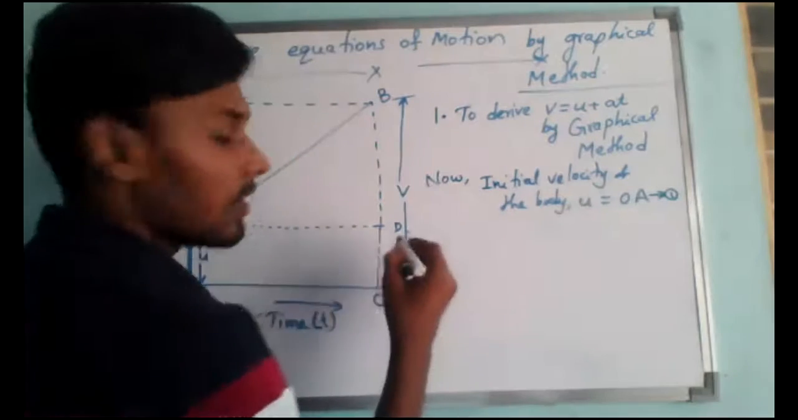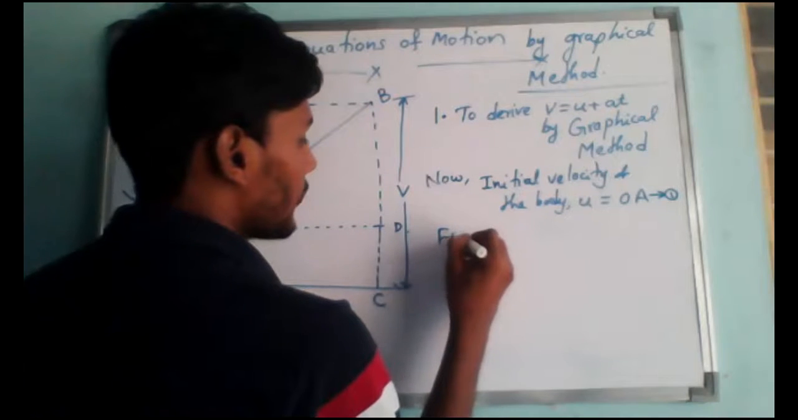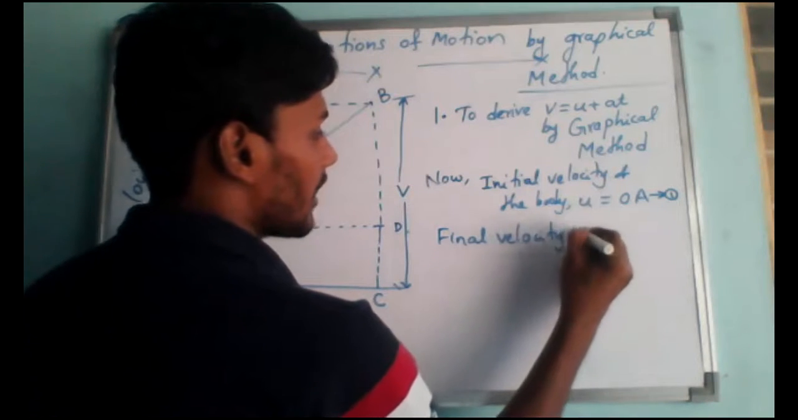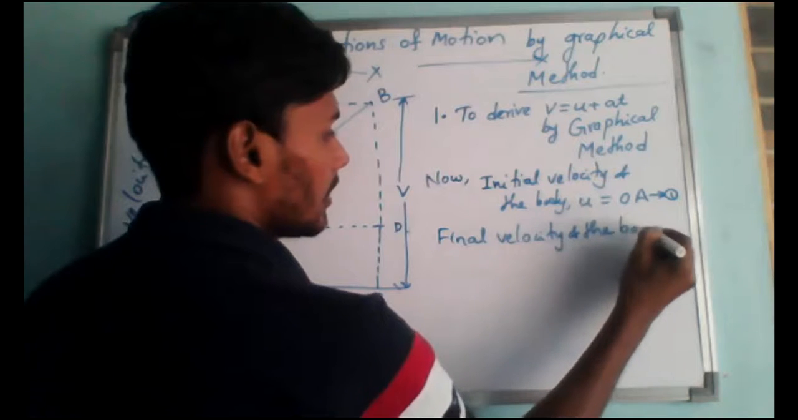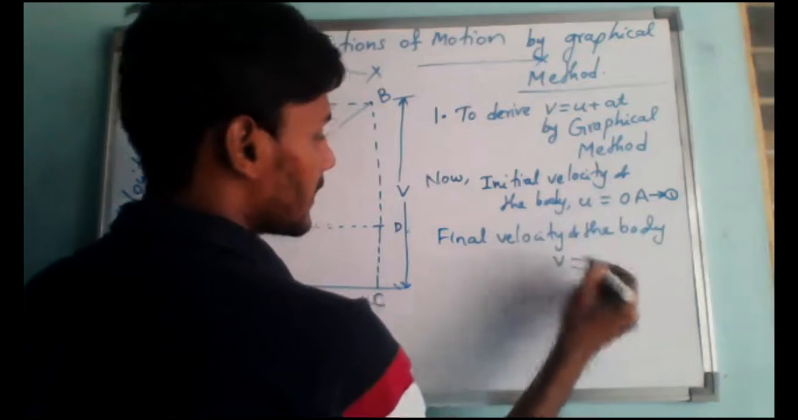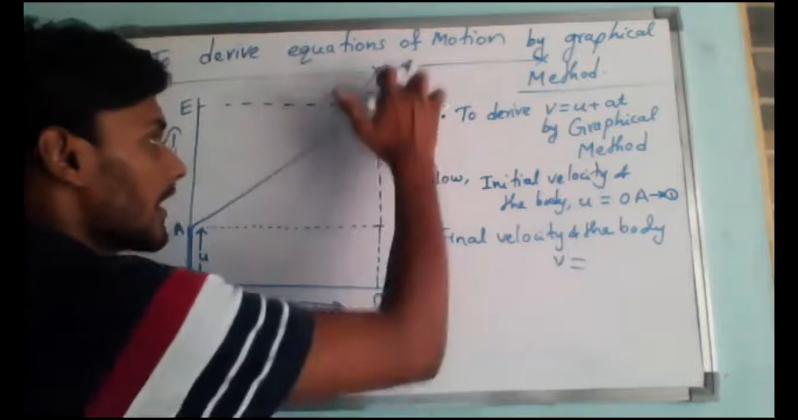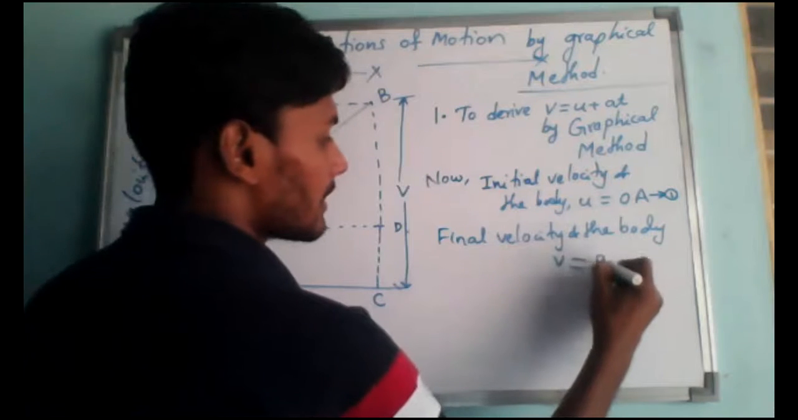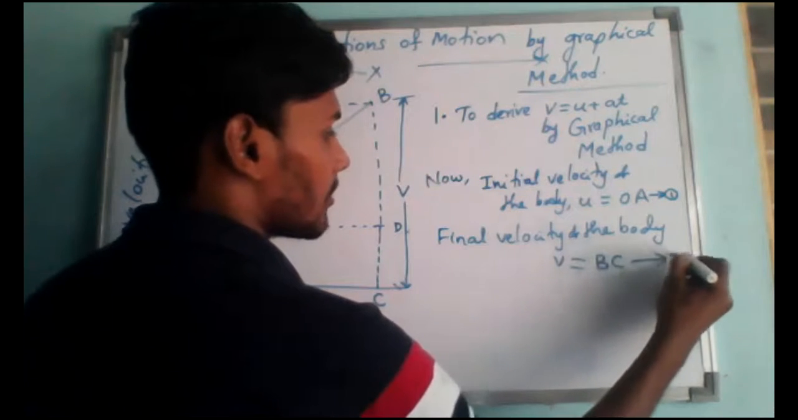As well as the same for final velocity. Tell me, what is the final velocity of the body? The final velocity of the body, v, is equal to BC. Let me imagine this is equation number 2.